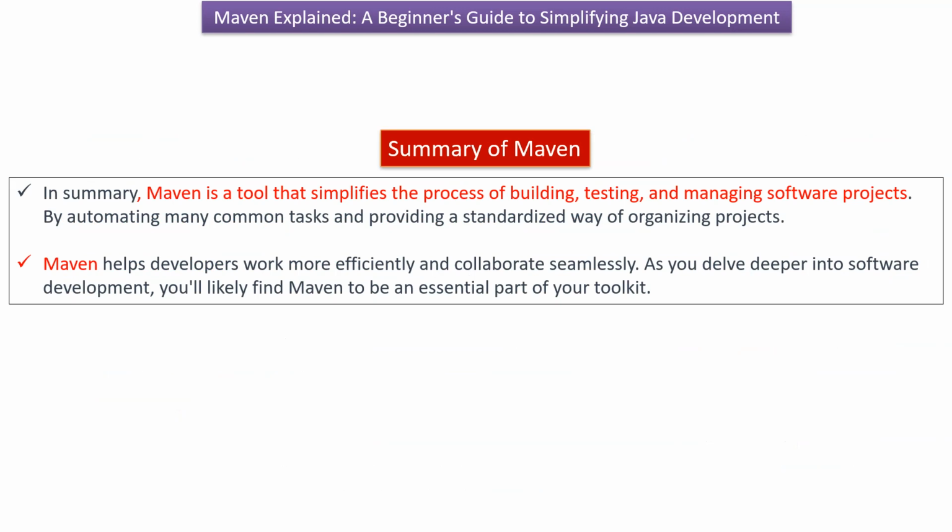In summary, Maven is a tool that simplifies the process of building, testing and managing software projects by automating many common tasks and providing a standardized way of organizing projects. Maven helps developers to work more efficiently and collaborate seamlessly. As you delve deeper into software development, you will likely find Maven to be an essential part of your toolkit.